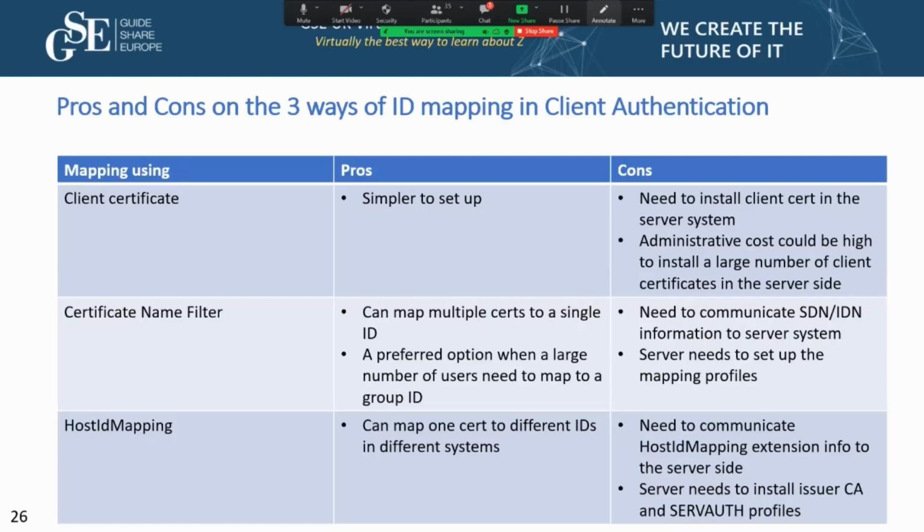The third way, host ID mapping. The pro is it can help to map one cert to different IDs in different systems. You can use the same cert to map to different systems where the same user may have different IDs in different systems. The con is you need to communicate the host ID mapping extension information to the server side, and the server needs to install the issuer CA, and the server needs to install the SERVAUTH profiles.